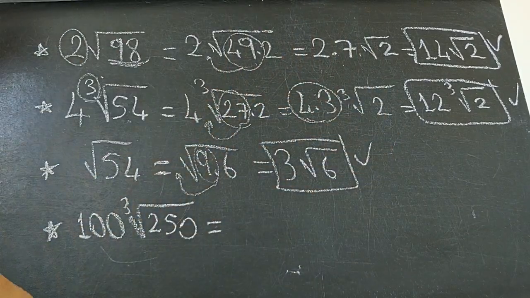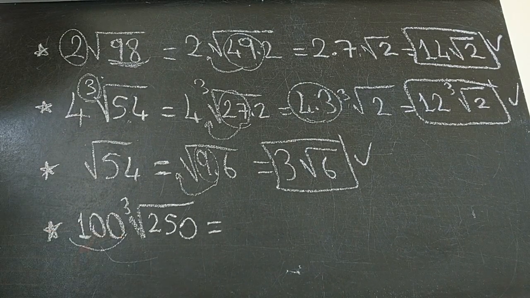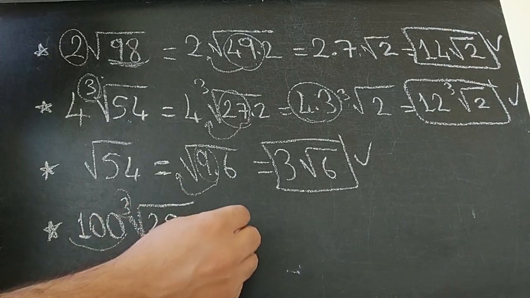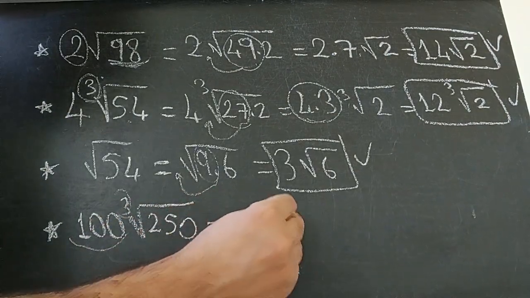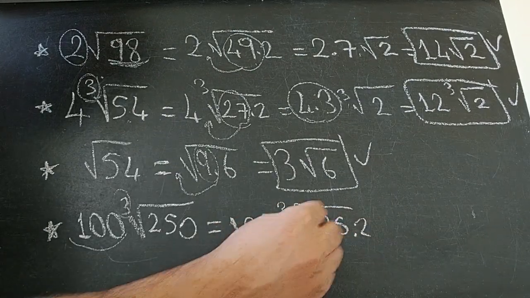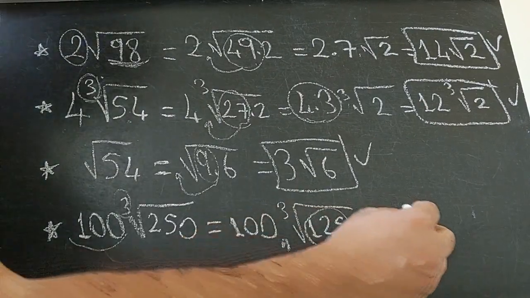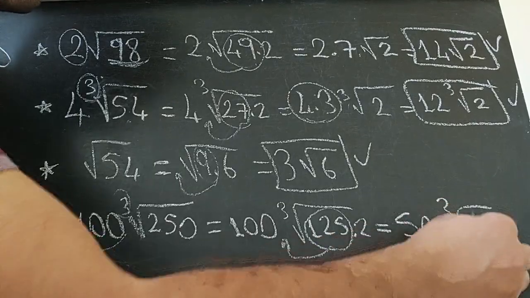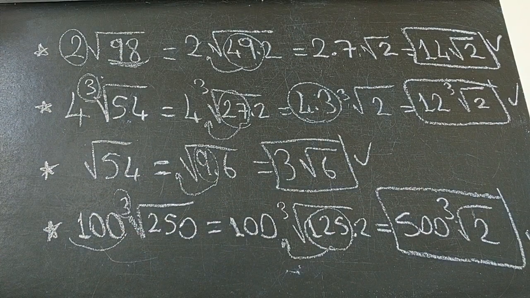Alright, now that question is saying that 100 times cube root 250, that one will be 100 times 125 times 2. This will come out as 5. That will give me 5 times 100, 500 cube root 2. It will be my final answer.